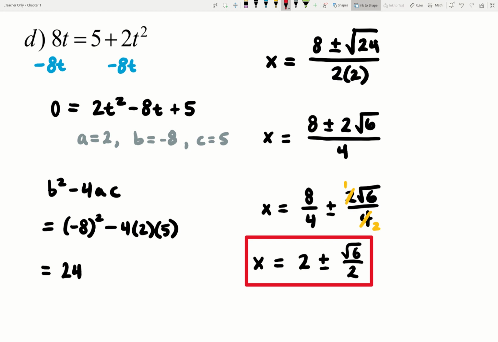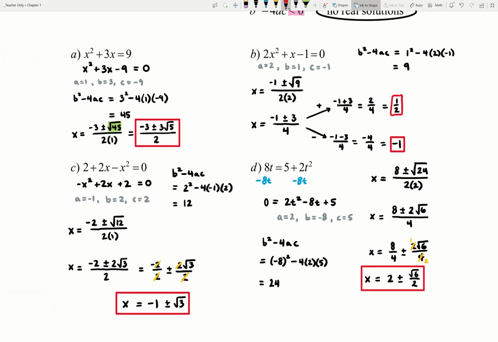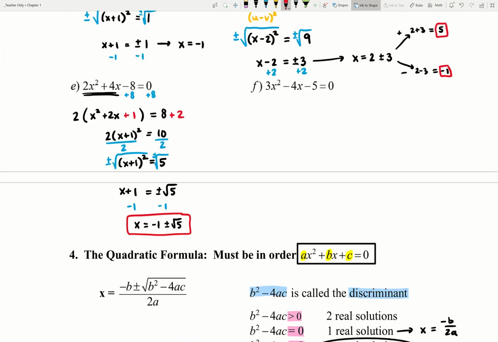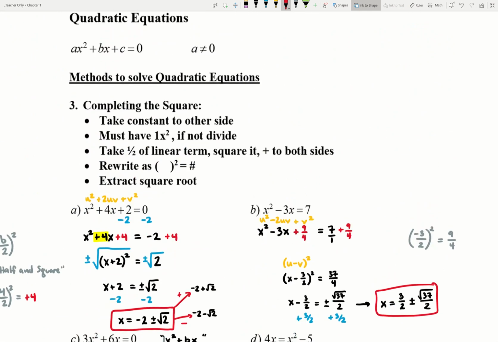Okay, so I hope that this video has been of some help to you. So whether you're doing completing the square or quadratic formula, it's a little bit of a process in both methods, but I hope that what I've demonstrated here in this video has made some sense to you.